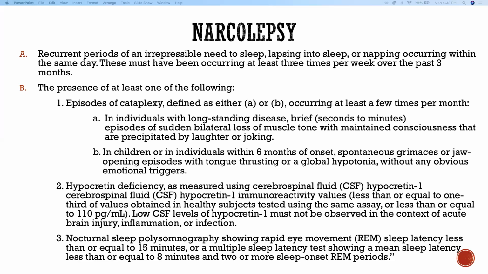The third manifestation is hypnagogic and hypnopompic hallucinations. Hypnagogic hallucinations occur as people are falling asleep, and hypnopompic hallucinations occur as people are waking. People with narcolepsy also experience these very vivid sensory hallucinations that sometimes can be quite frightening.